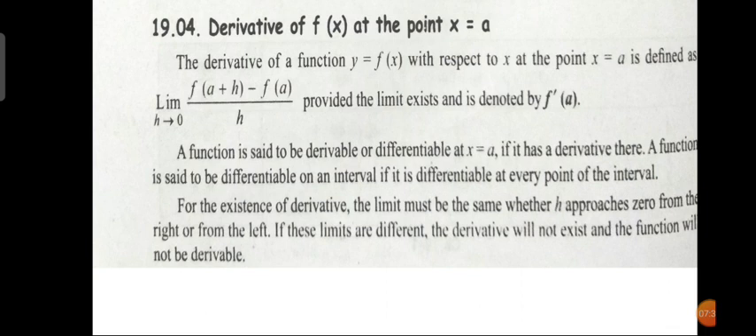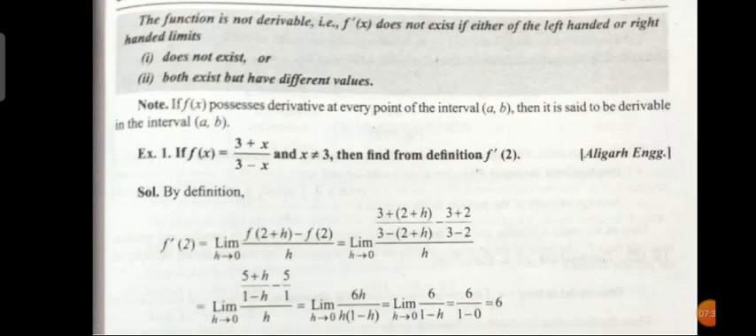Next, the function is not derivable, that is, f dash x does not exist, when the left-handed or right-handed limit does not exist, or both exist but have different values. So if it is not derivable, the limit does not exist, or the limits are not equal. So that is the condition, and there is an example given.